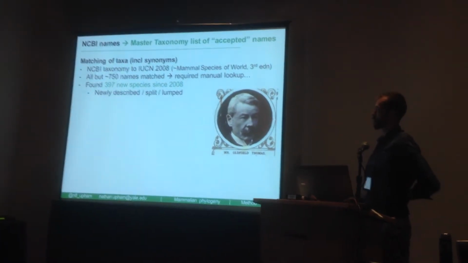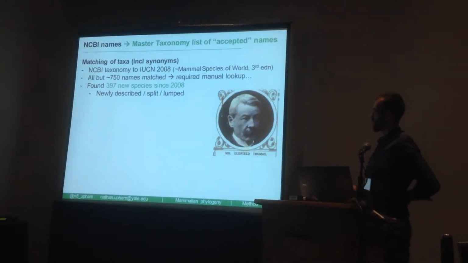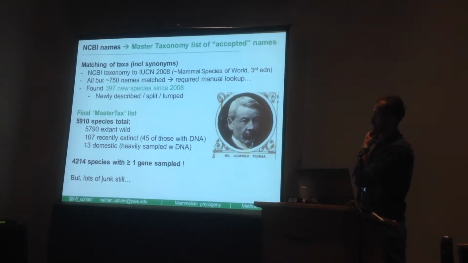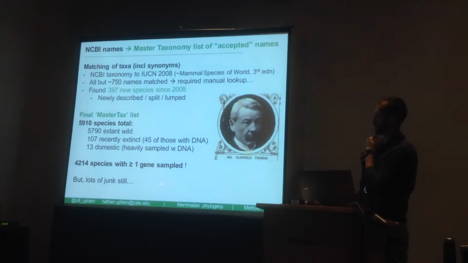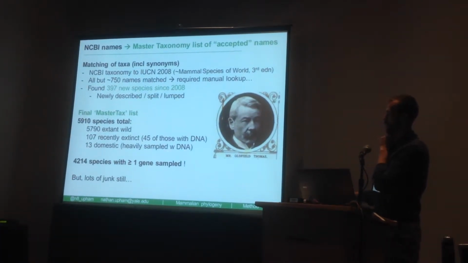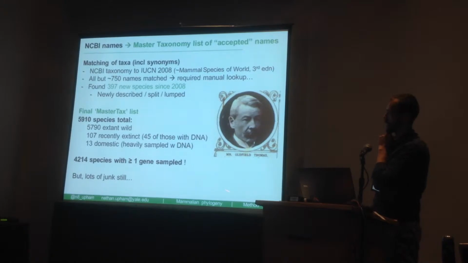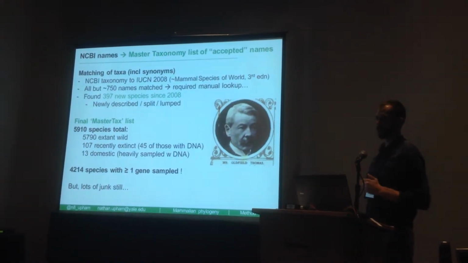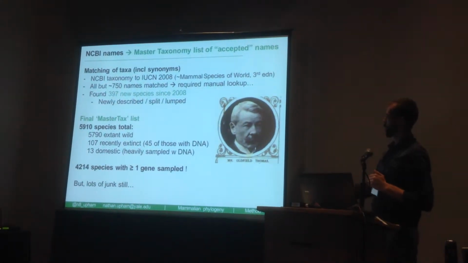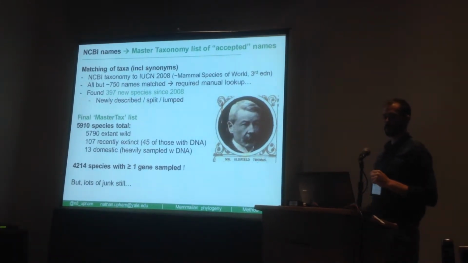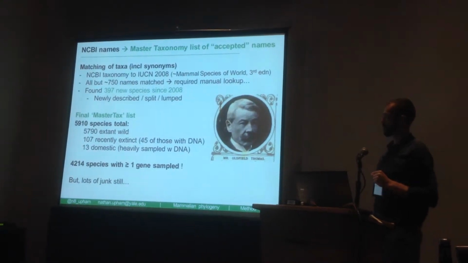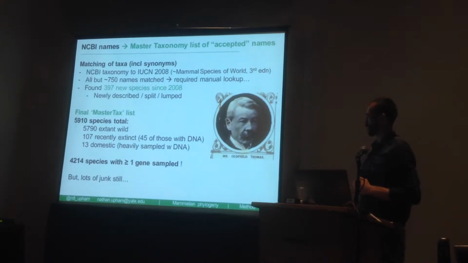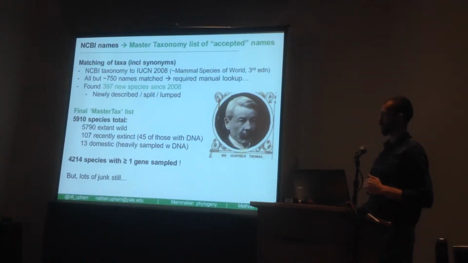So we added close to 400 species to this taxonomy, and ended up with this kind of master taxonomic list of close to 6,000 species, including 100 that are recently extinct, about half of which have DNA, and 13 domestic species that are, in every case, sampled for all of our genes, so they're useful markers. And so Oldfield Thomas, if anyone knows, described about 2,000 species of mammals himself, and so we think he would be happy with this sort of effort to attention to detail of taxonomy.